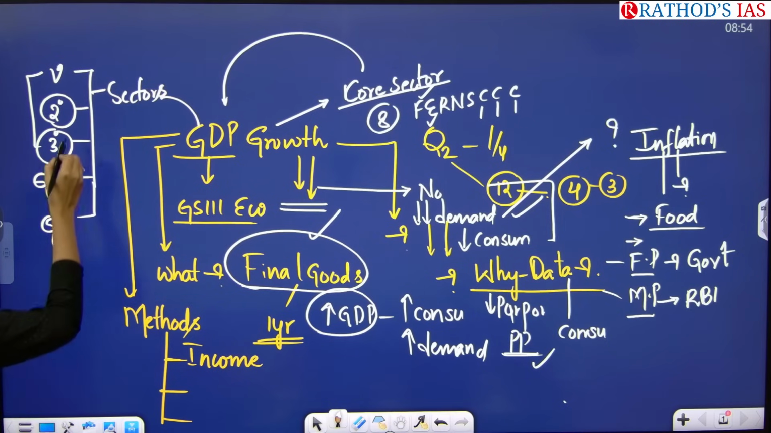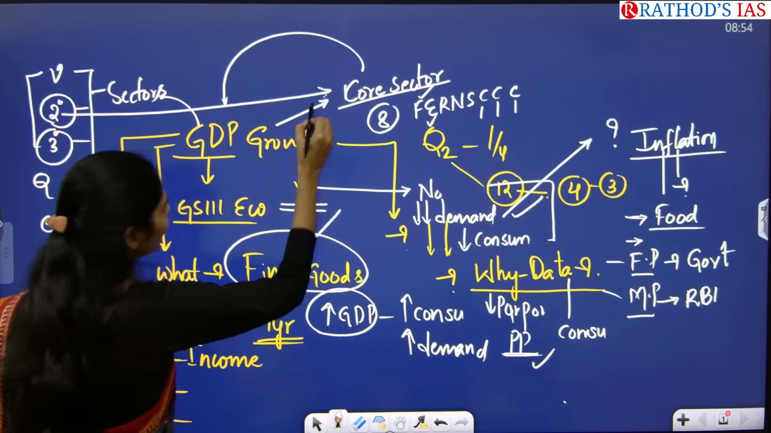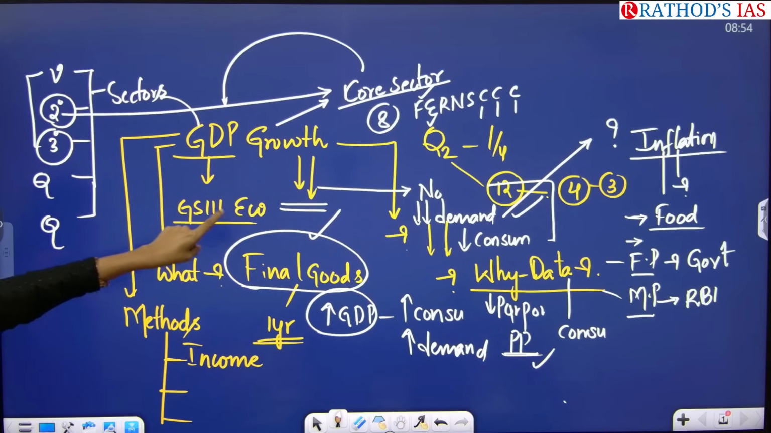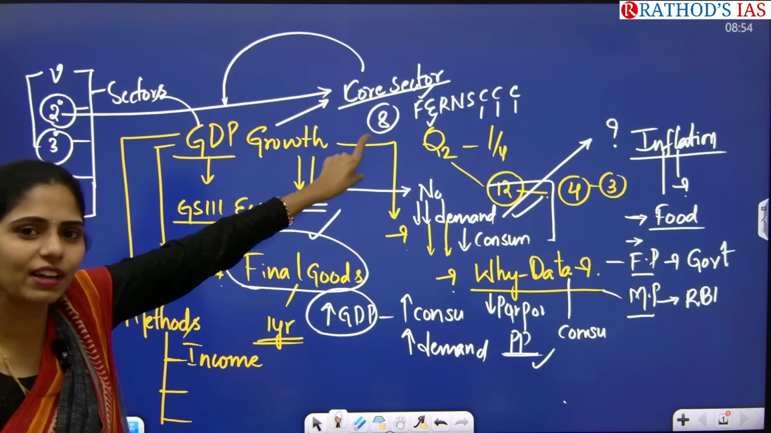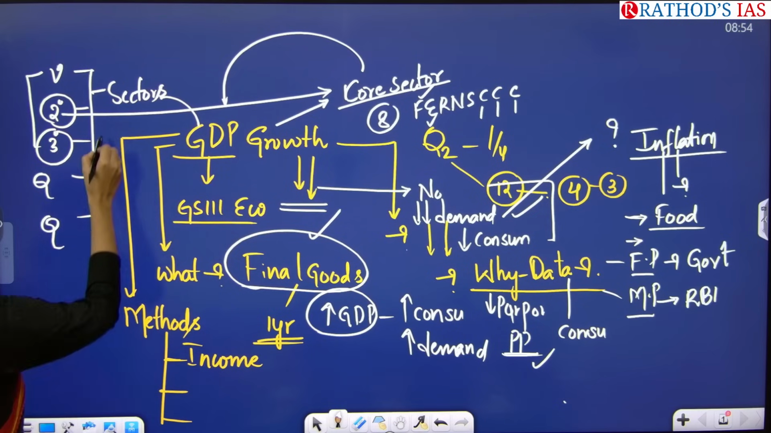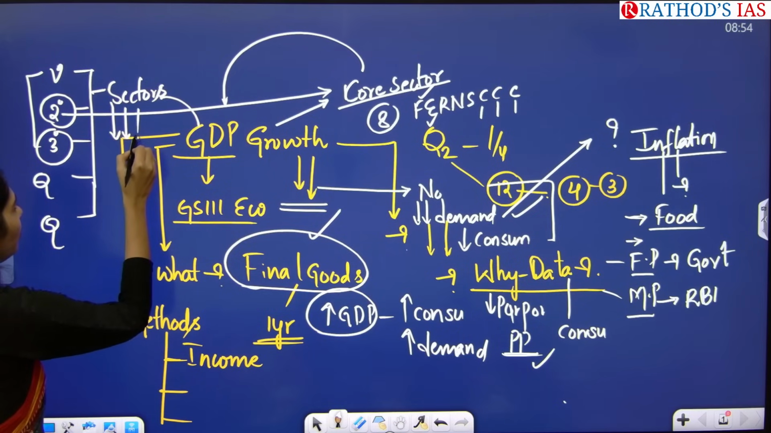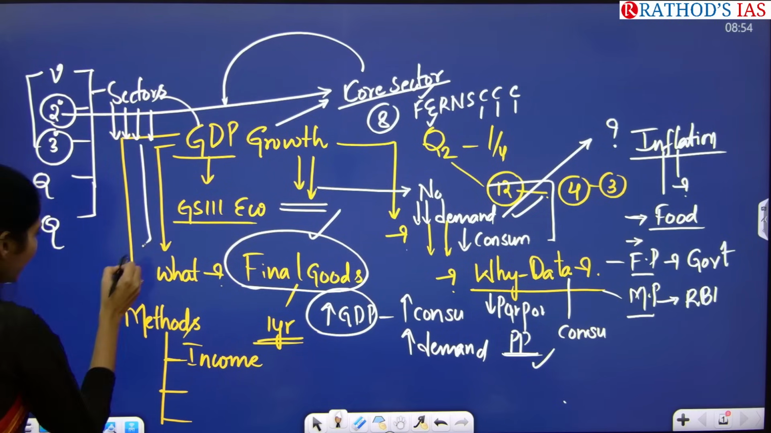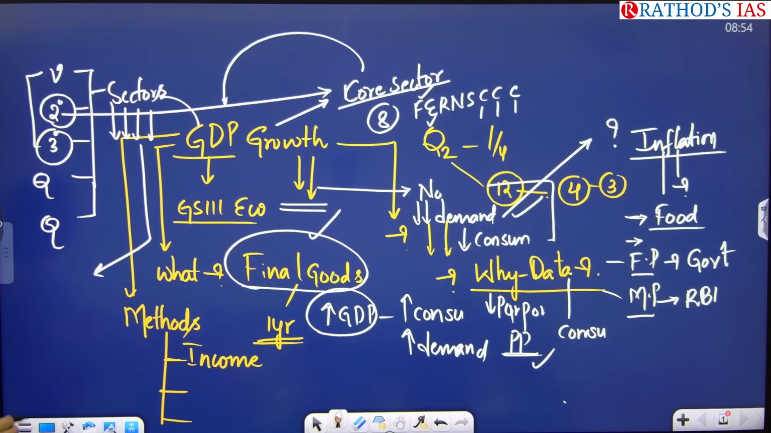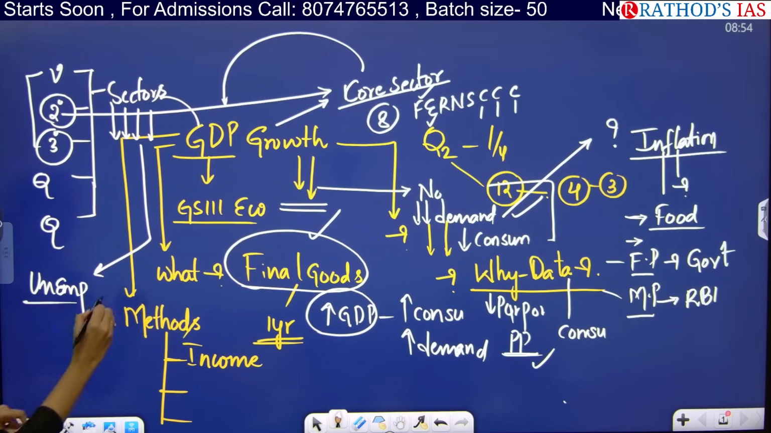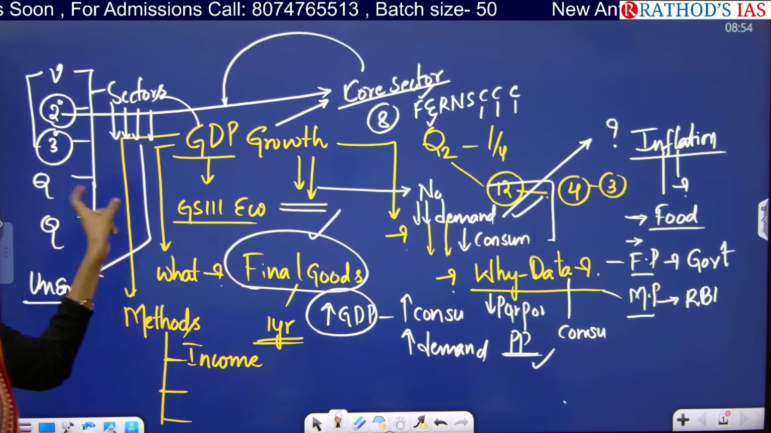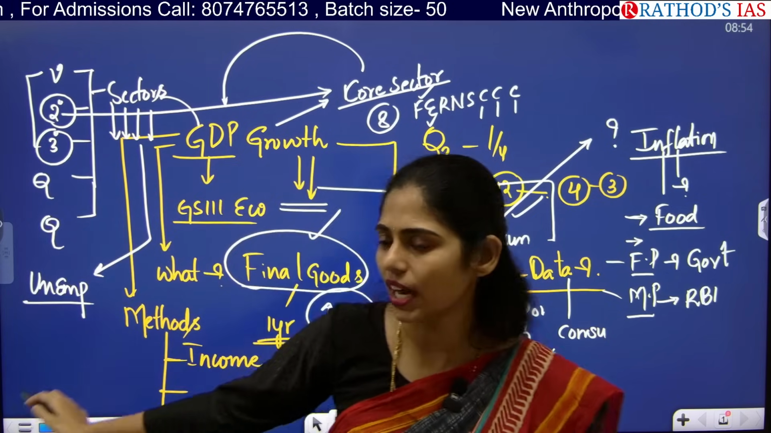Whenever the secondary sector declines, can I link it with the core sector? They are related to industries. So whenever there is a decrease in the performance of the core sector, obviously industry's growth will also decrease. And these industries are also related to unemployment. So whenever the performance of the secondary sector decreases, obviously it will lead to unemployment.